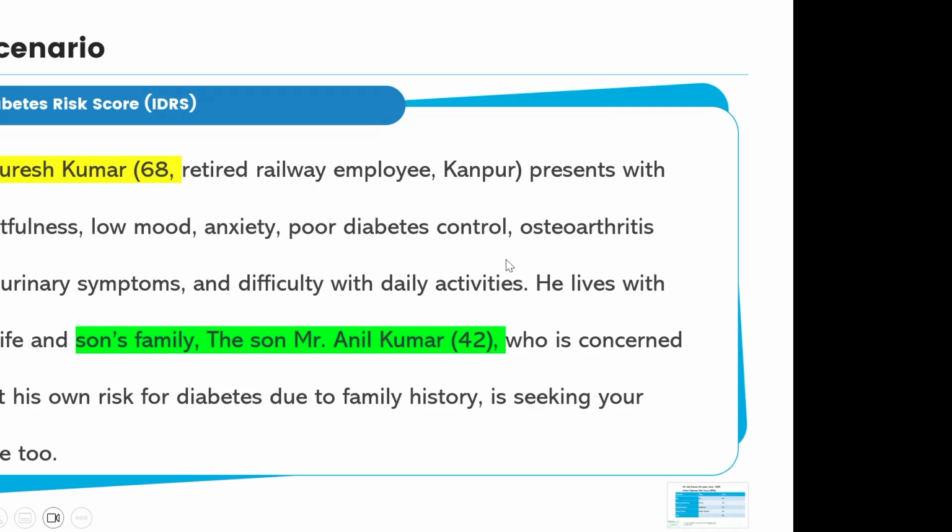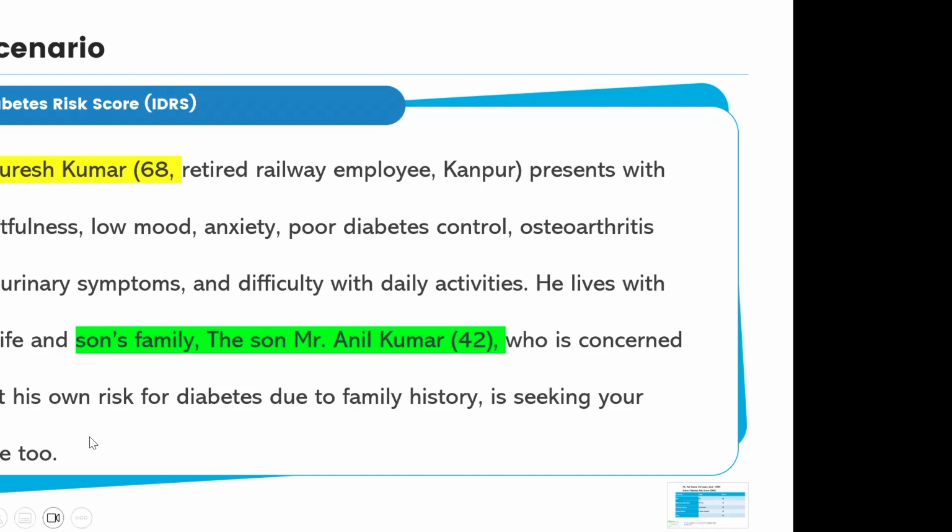Now, this is not an uncommon scenario that an elderly gentleman comes to you with all these things. It is probably the commonest thing that you would be seeing in your practices. And he lives with his wife and his son's family. The son, Mr. Anil Kumar, who is 42 years, is concerned about his own risk for diabetes due to his family history and is seeking your advice too.